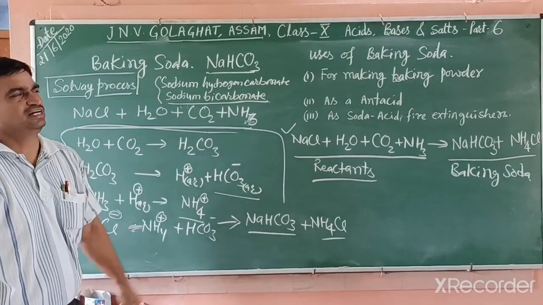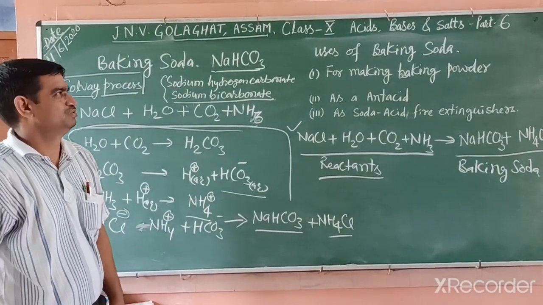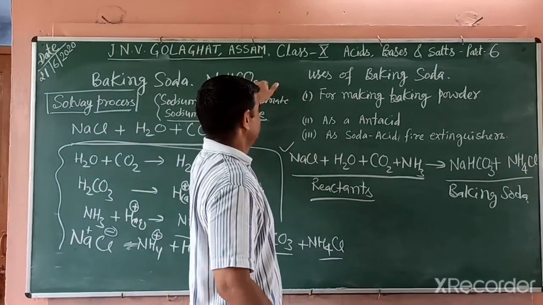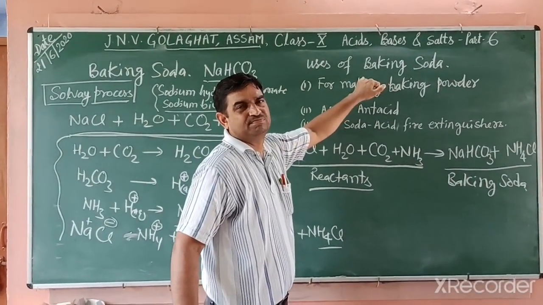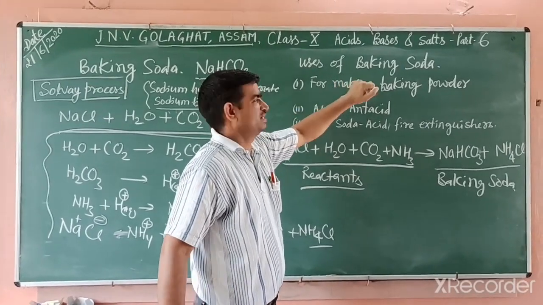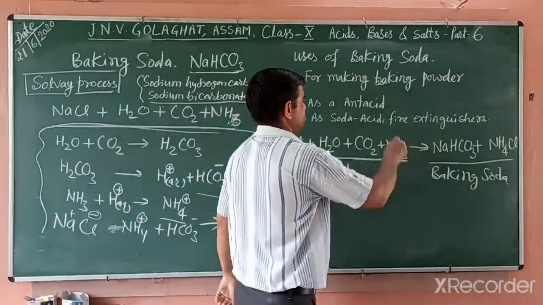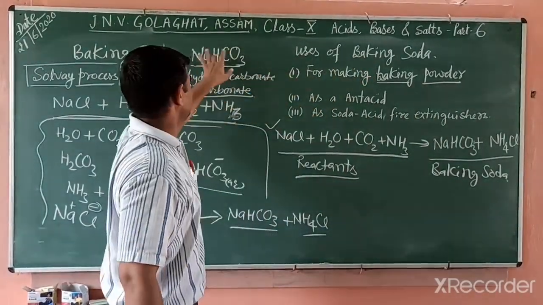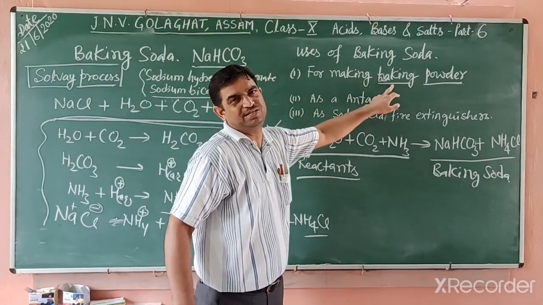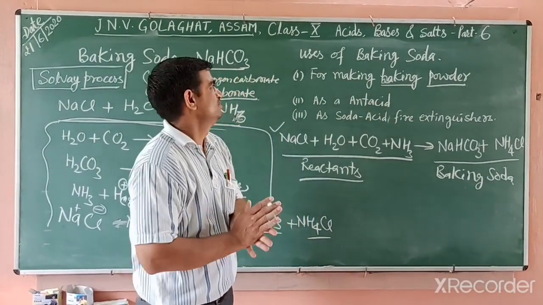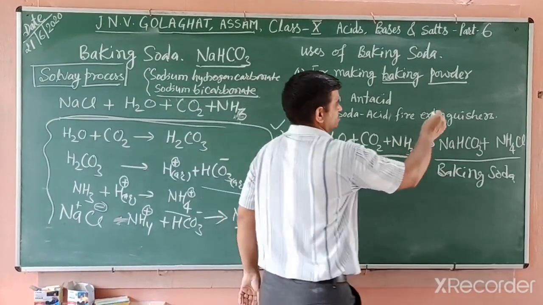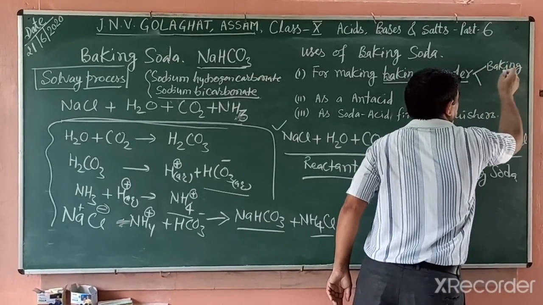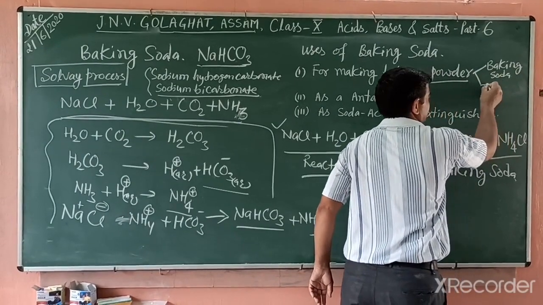So at first we will study its uses. What are the uses of baking soda? The first use of baking soda is for making baking powder. Baking powder is slightly different from baking soda. Baking soda means sodium hydrogen carbonate, but baking powder is a different thing. It is a mixture of baking soda and tartaric acid.